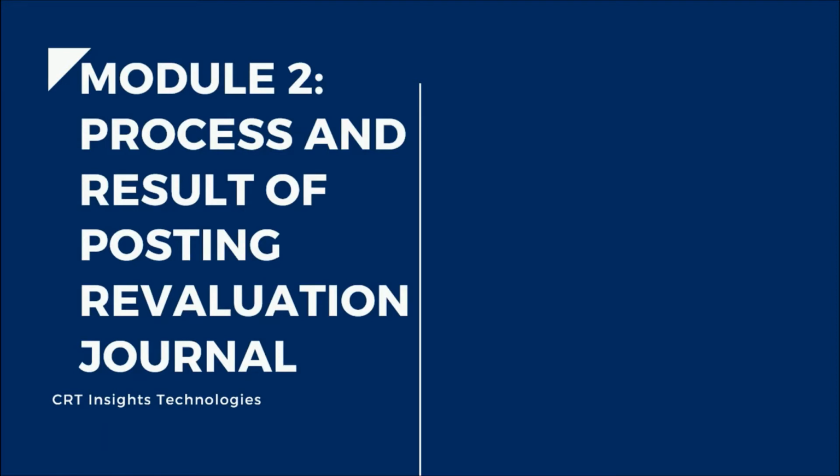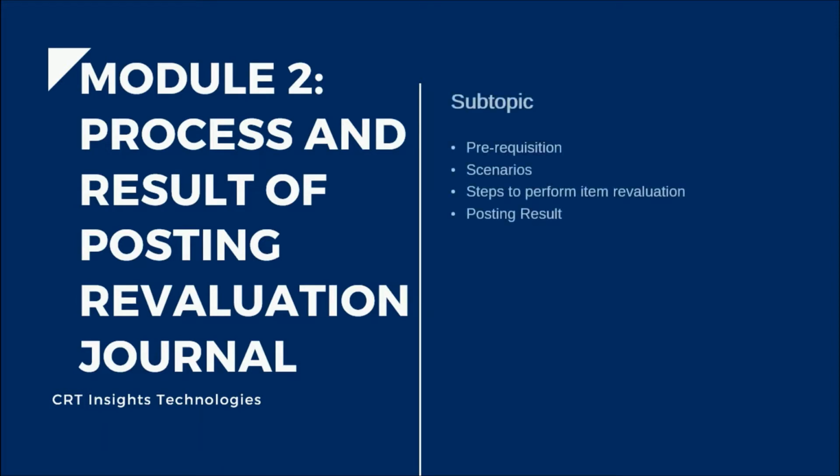which is module 2, about the process and the result of posting. In this module, we will go through the prerequisites first, because there is some setup you will need to take note of before you perform any actions, and also the scenarios. We have 2 scenarios for the examples given earlier in the previous slide, and also the steps to perform the actions for different scenarios, and we will also view the posting result.